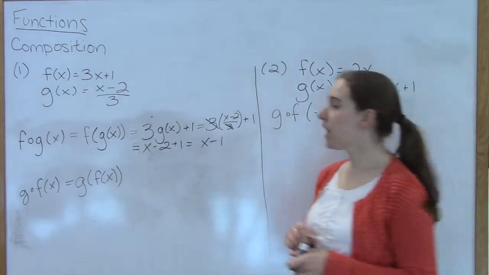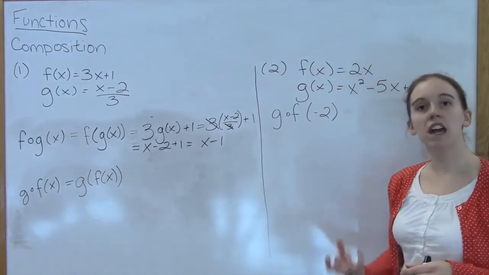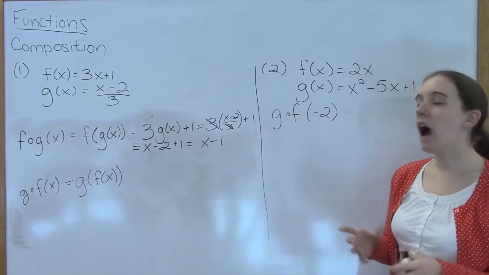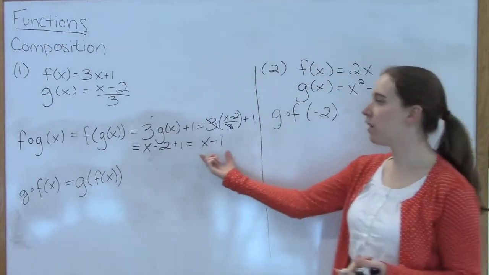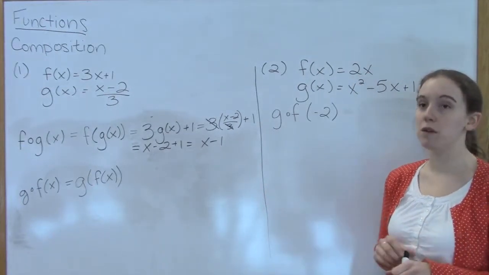Now because function composition is not commutative, if I switch the roles, if I take g and use f of x as an input, I have to recompute. I can't just say, oh, it's going to be this, because it's not commutative. I don't know that, and in most cases that won't be true.